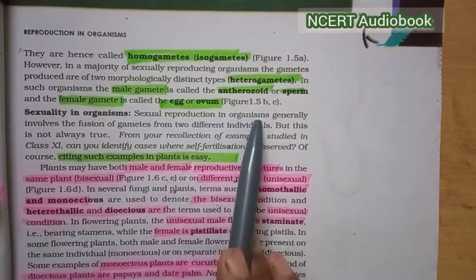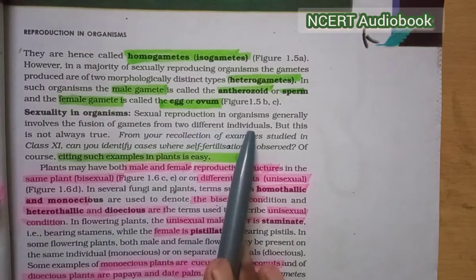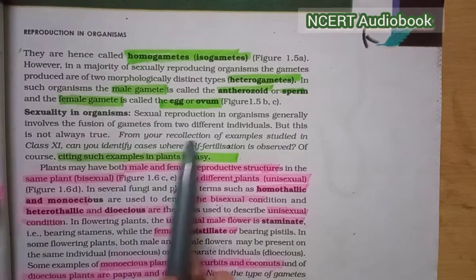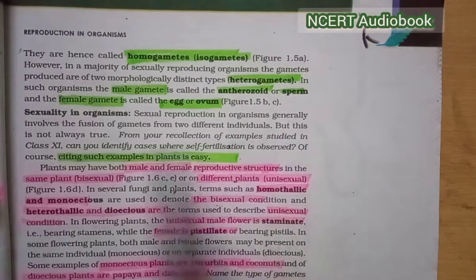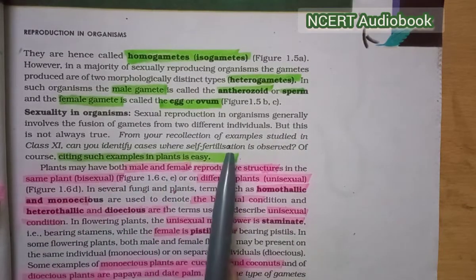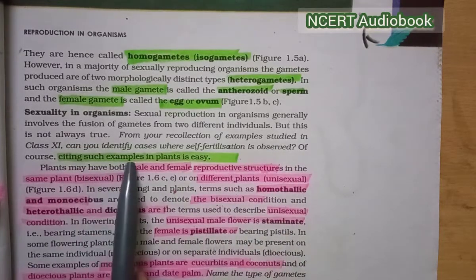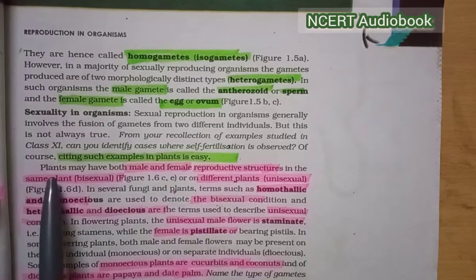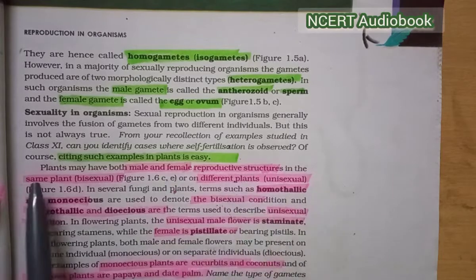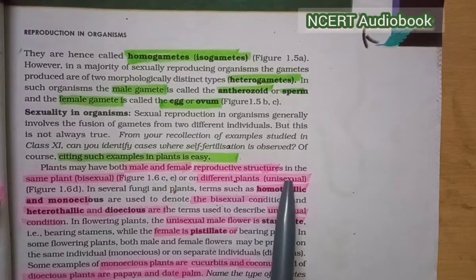Sexuality in organisms. Sexual reproduction in organisms generally involves the fusion of gametes from two different individuals, but this is not always true. From your recollection of, for example, what you studied in class 11th, can you identify cases where self-fertilization is observed? Of course, citing such examples in plants is easy. Plants may have both male and female reproductive structures in the same plant, bisexual, or on different plants, unisexual.